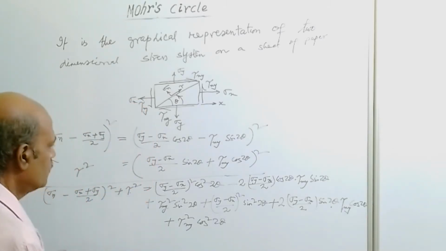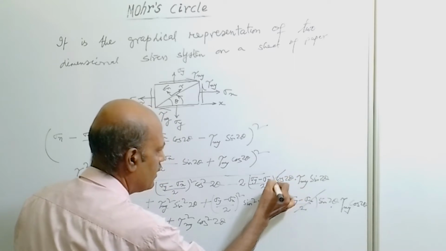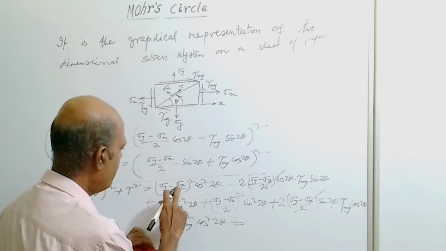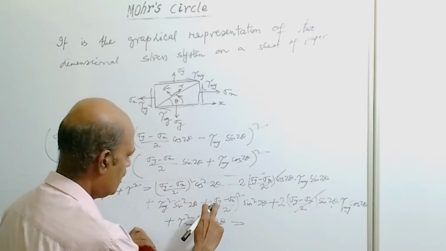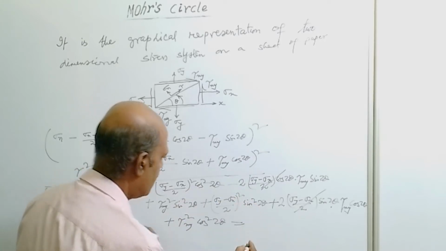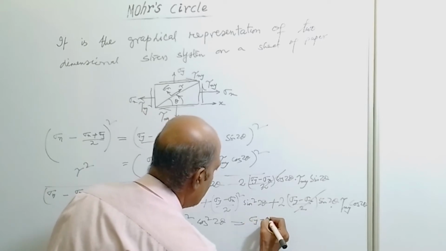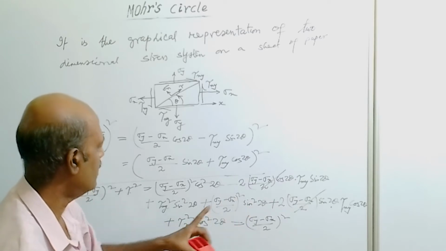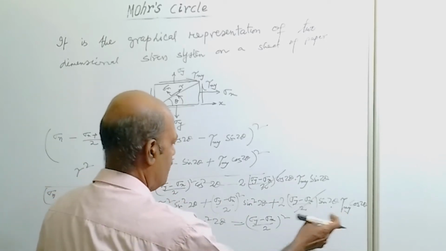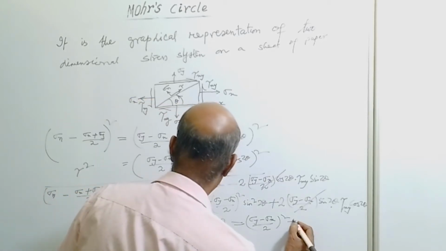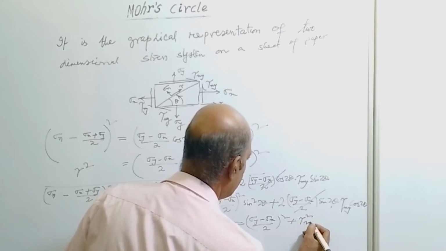Okay, so then this and this will cancel out because plus minus, and ultimately it will give sigma y minus sigma x by 2 whole square. If we take common cos square 2 theta plus sin square 2 theta, it will be ultimately sigma y minus sigma x by 2 whole square, and that will become 1. Similarly, if we take common this one and this one, tau square xy, it will be common, plus tau square xy.